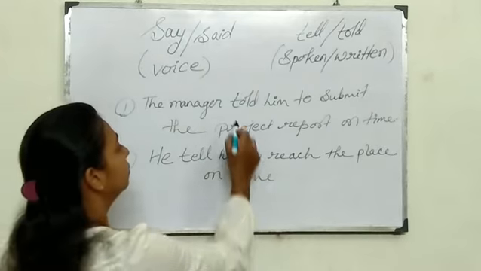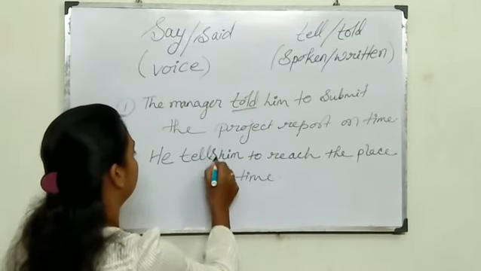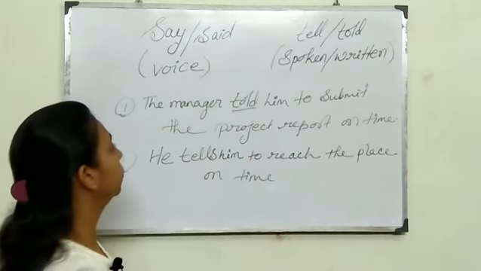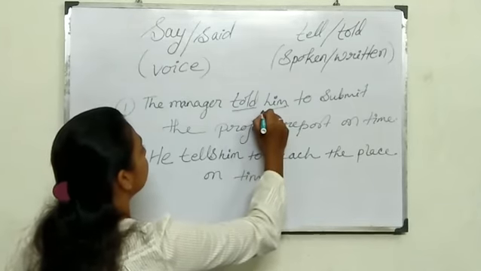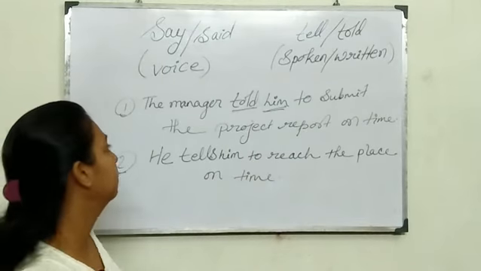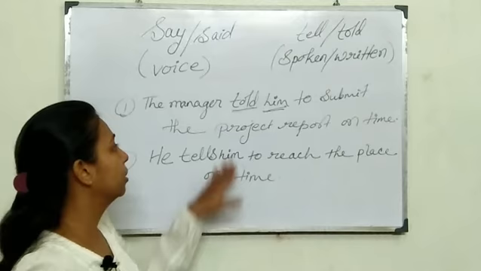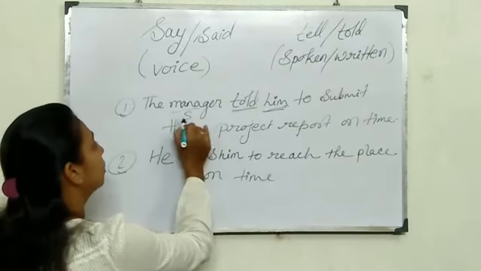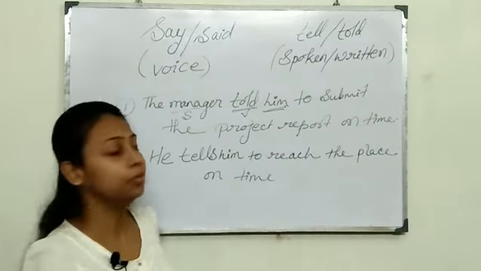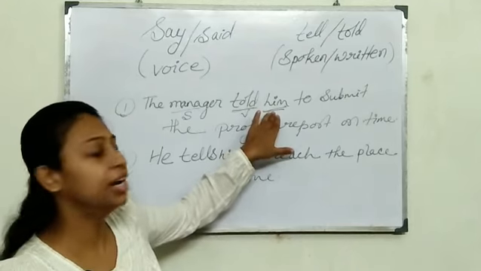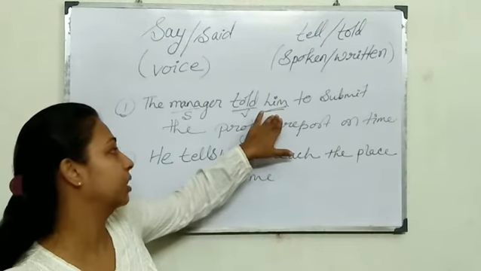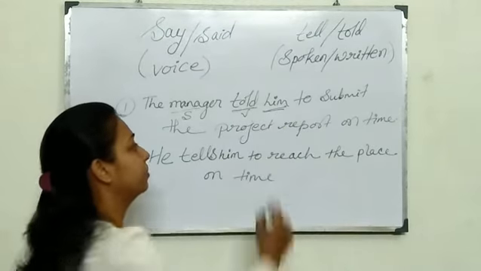So here the word told needs the object him. Like the manager told him. Manager is the subject, told is the verb. Now told to whom? Told him. This him is required to mention. To whom is that said? To submit the project report on time, to him.